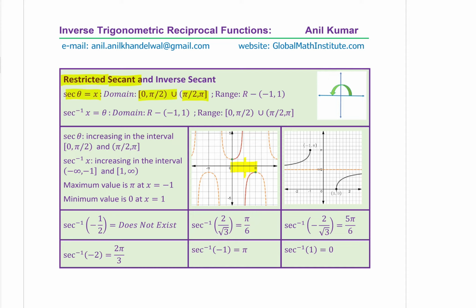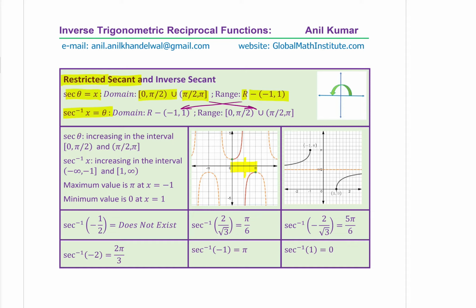So the restricted domain is given to us as 0 to pi by 2 and pi by 2 to pi. For this restricted domain, the range is, of course, all real numbers without including the numbers between minus 1 and 1, right? Now, inverse of this function will have the domain and range swapped, correct? As you can see, now the domain of the inverse function will be all real numbers without including minus 1 to 1 values, and the range will be from 0 to pi by 2 union pi by 2 to pi.